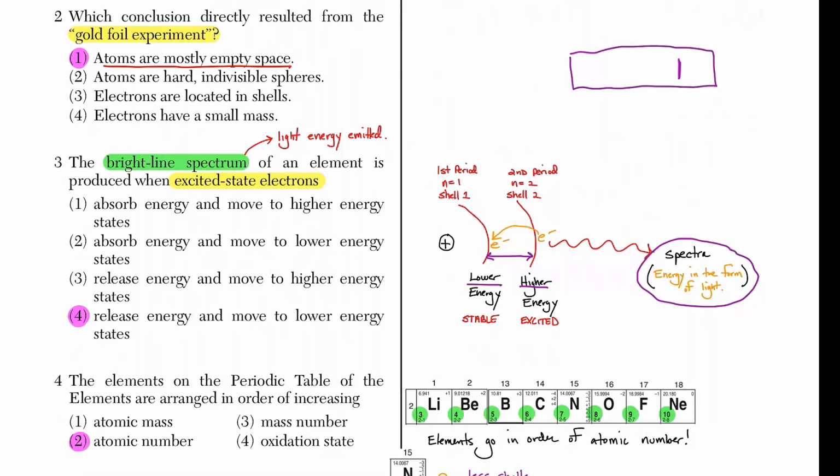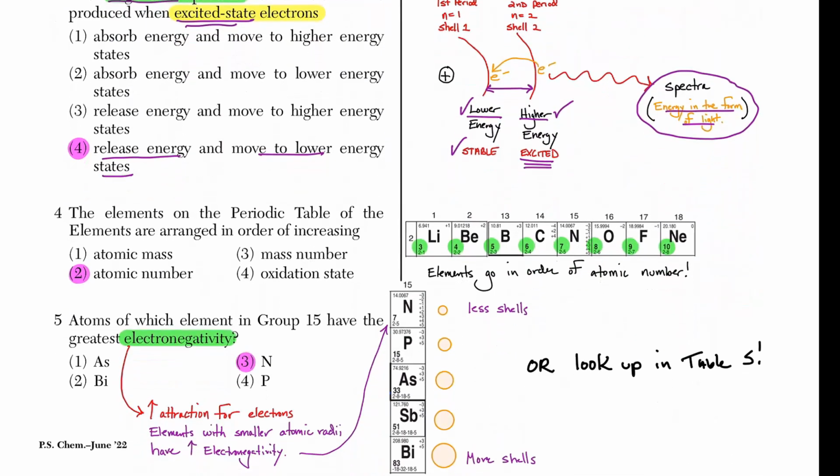So if we're going to give off energy in the form of light, it is when the excited state, these are the electrons that are farther away, higher energy, feel the nucleus less, jump to a lower energy and become stable. How do they get lower? They give off energy in the form of light. That's the spectra. That's the bright line. That's the color. So they release energy and move to lower energy states. So this was the same question, just introducing a little more detail to the concept. On to 4.